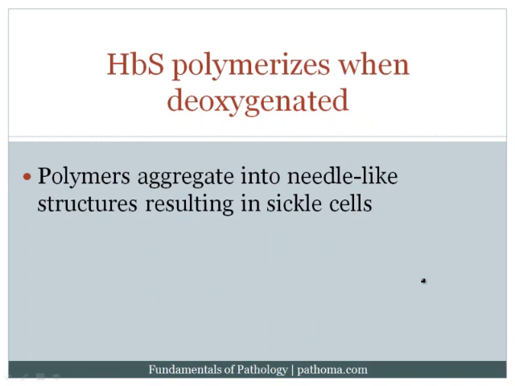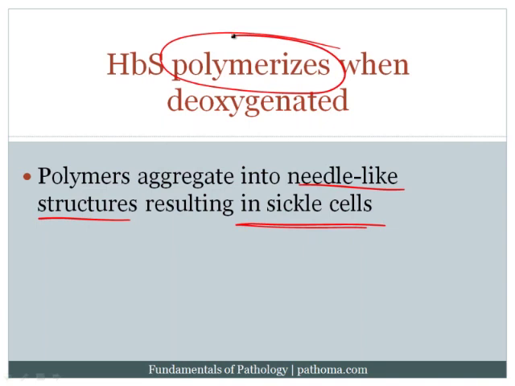And that's important to understand, that when these cells are deoxygenated or placed under certain stresses, for example, hypoxemia, dehydration, acidosis, all of these circumstances will result in polymerization of the hemoglobin, which then is going to allow the hemoglobin molecules to aggregate into needle-like structures, which is then going to cause the cells to take on a banana shape or a sickle shape. Important to note for examinations that this is a polymerization. It is not a covalent bonding. It's a polymerization, and it is reversible.